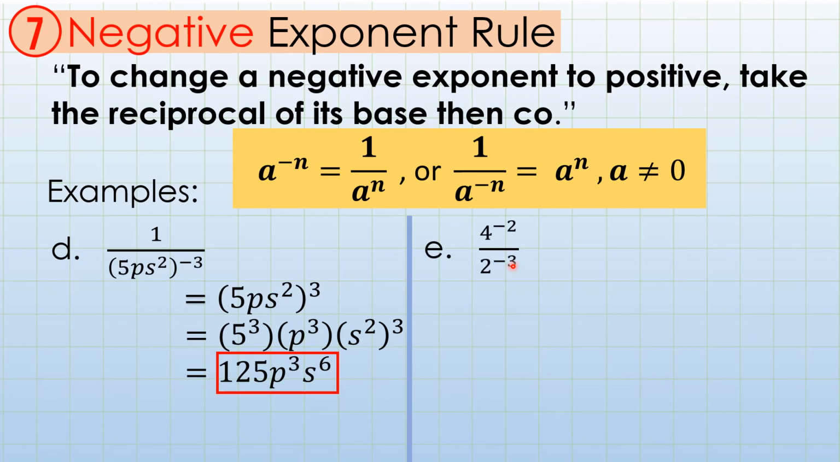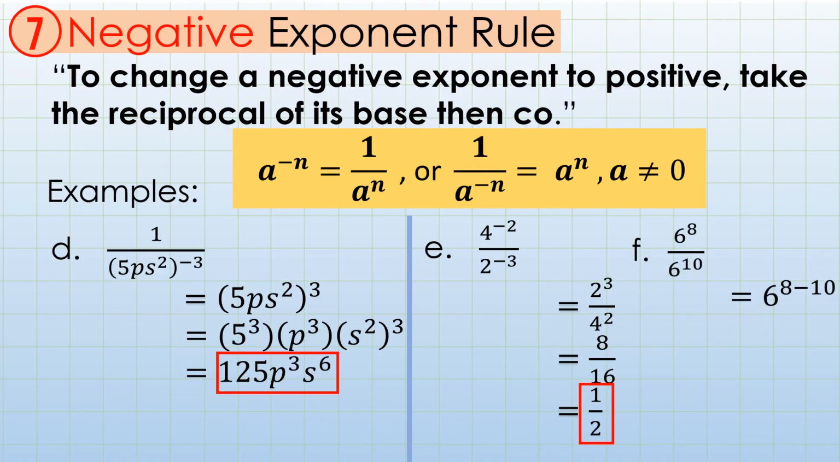That's it. And letter E, 4 raised to negative 2 over 2 raised to negative 3. Pareho negative exponent nila, magpapalit sila ng pwesto. Ganun lang siya kadali. So, magiging 2 cubed over 4 squared, tapos simplify mo yan, magiging 8 over 16. Kung yung lumabas ay pwede pang simplify further, do it. Final answer, 1/2.